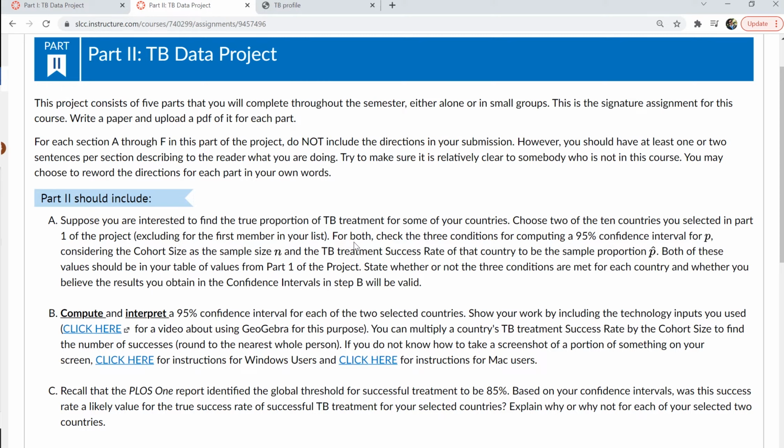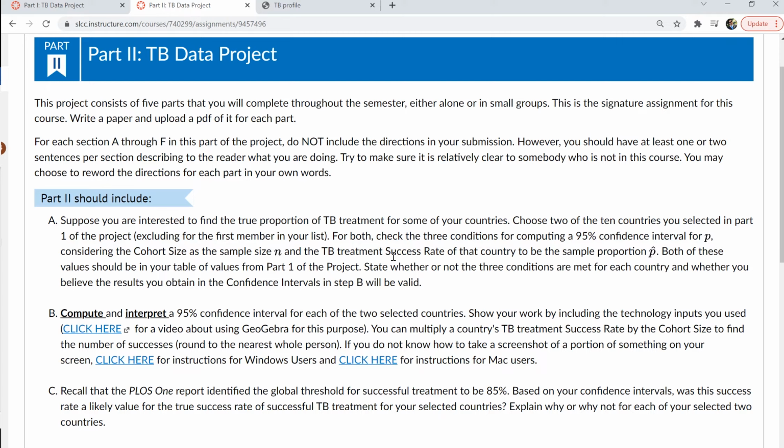For the first part of your project, you are going to select 2 of the countries from your 10 that you selected in part 1 of the project. With those 2 countries, you are going to check the 3 conditions for computing a 95% confidence interval. Those 3 conditions should be a confirmation of randomness, that you have randomly selected the country. You should also verify independence, and you also need to verify that there are enough successes and failures.